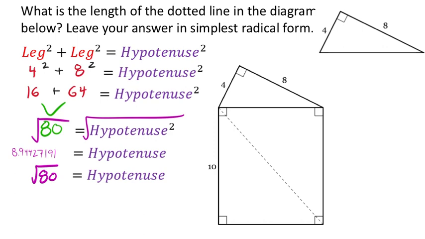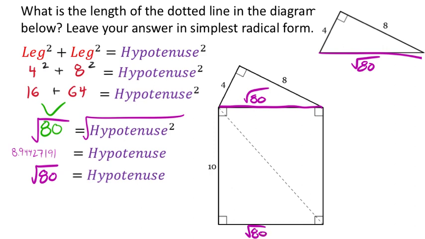What I know now is that for the triangle we broke off right here, the hypotenuse is the square root of 80, which we know is about 8.94427191. That means this length on our original figure is also the square root of 80, which is more exact than the decimal. Since this is a rectangle, this length is also going to be the square root of 80.